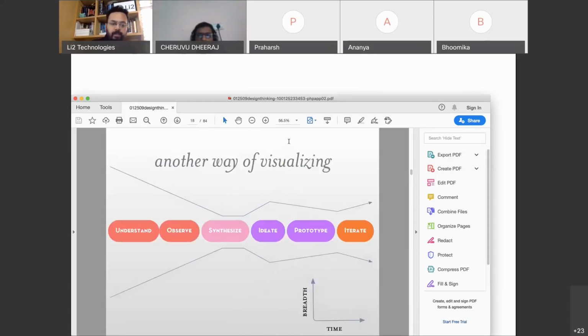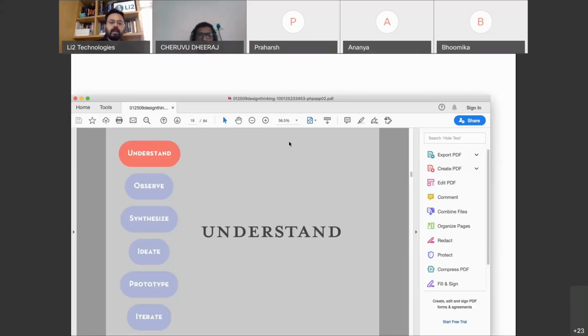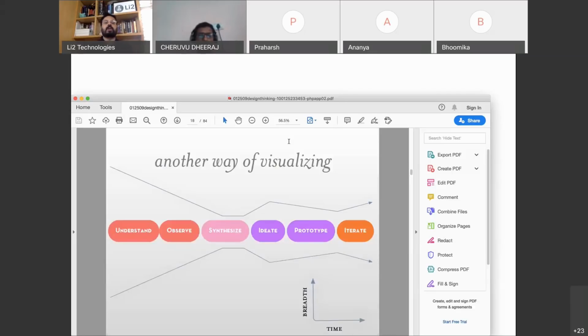And usually this is how it kind of comes into picture. It's a funnel of ideas until you synthesize something and then eventually go to prototype and iterate. So you might always be thinking, okay, this is how all my projects are working.